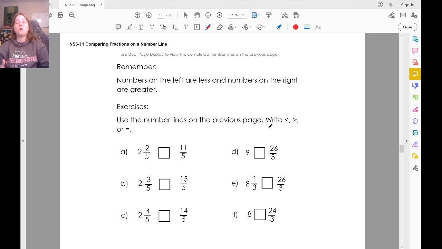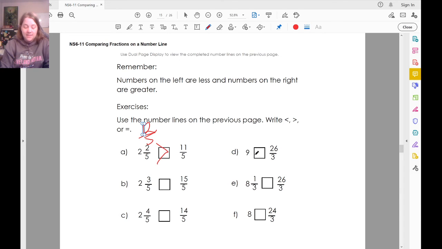Let's convert these all into improper fractions. That's what I'm going to choose to do. So 2 times 5 is 10, plus 2 is 12 over 5. Well, would I rather have 12/5 or 11/5? 12/5 is more, so I want 12/5.